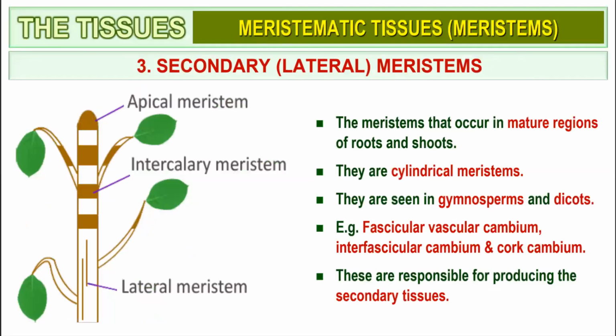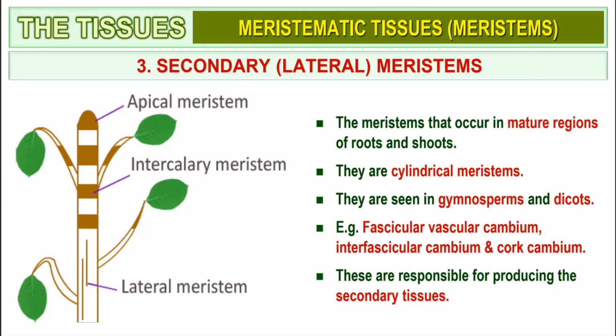Now secondary or lateral meristem. The meristem that occurs in the mature region of roots and shoot. First, the immature region, which has primary meristem like the apical meristem and intercalary meristem, will divide and become mature. Then in the mature region, you will get lateral meristem. This is lateral meristem, so this is already matured. This part is immature. This is matured.